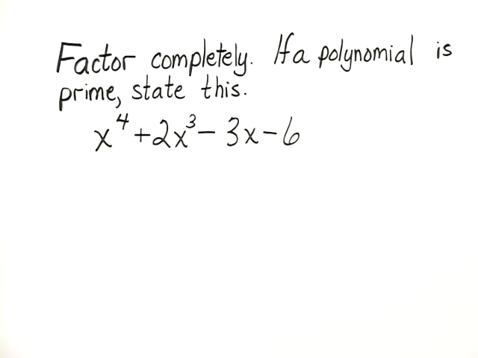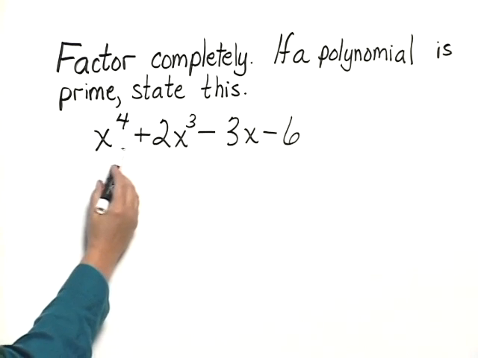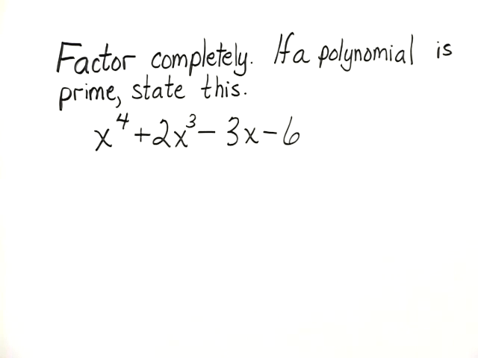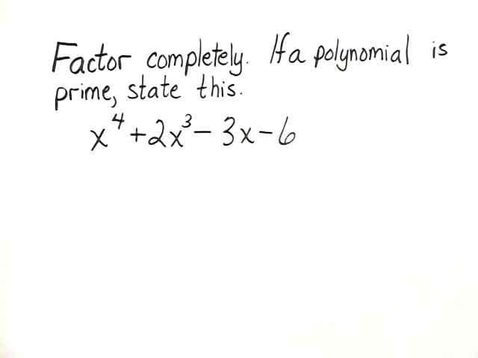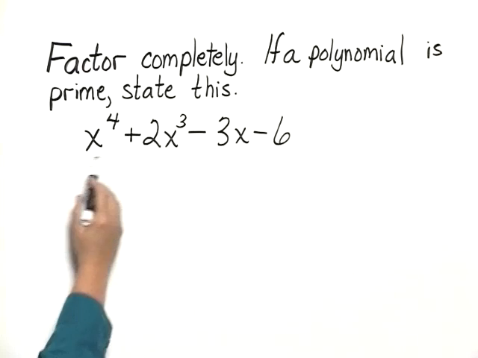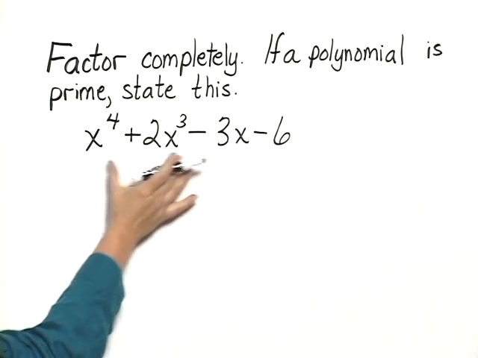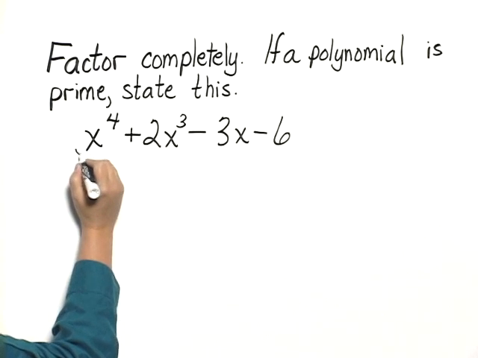Factor completely. If a polynomial is prime, state this. We have x to the fourth plus 2x cubed minus 3x minus 6. First thing we would do is look for a common factor, and there are no common factors to all four terms. So we then look and see that we have four terms, and we try factoring by grouping.